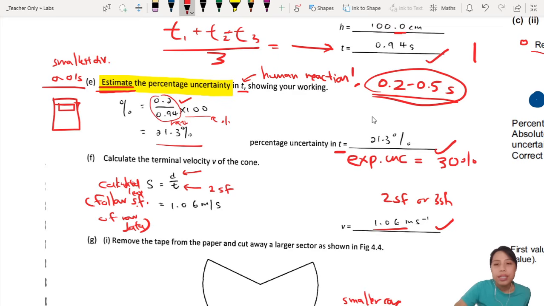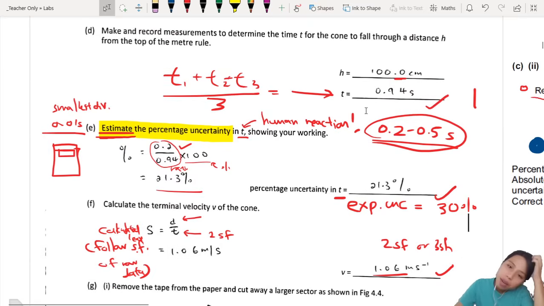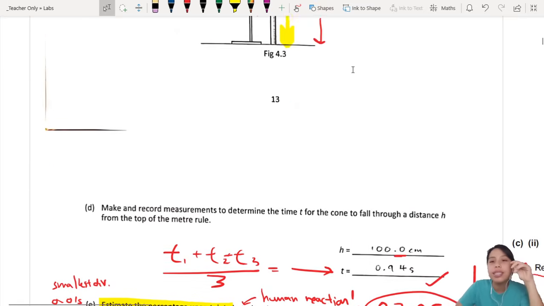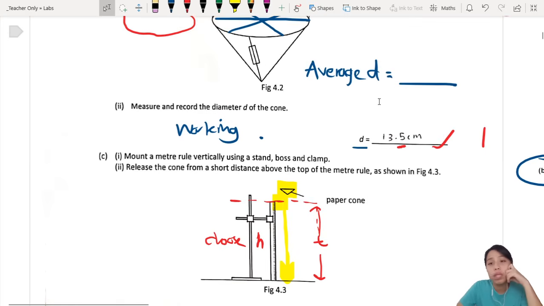You can gauge the experimental uncertainty for the whole thing, for your values. Some of you may be wondering, Miss, but then shouldn't H also have uncertainty? Shouldn't T also have uncertainty? Yes, but the uncertainty is much smaller. Oh, sorry, not H. H and D. Yes, they have uncertainty, but the percentage is much smaller.